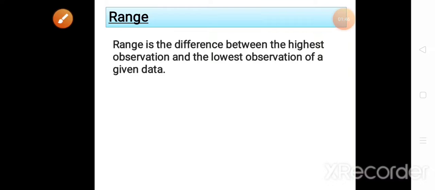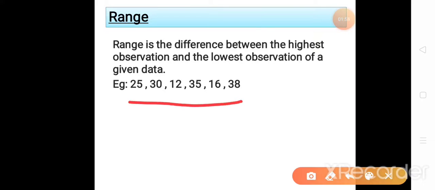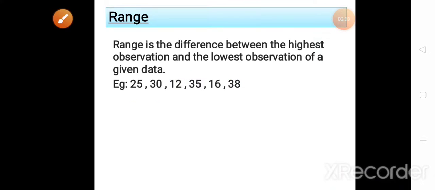Now let's understand this with the help of an example. As you can see, there is a group of data or observations collected, and the highest observation here is 38, whereas the lowest one is 12. And if we have to find out the range of this particular group of data, then it is going to be 38 minus 12, which is equal to 26. So this is how we are going to find out the range.